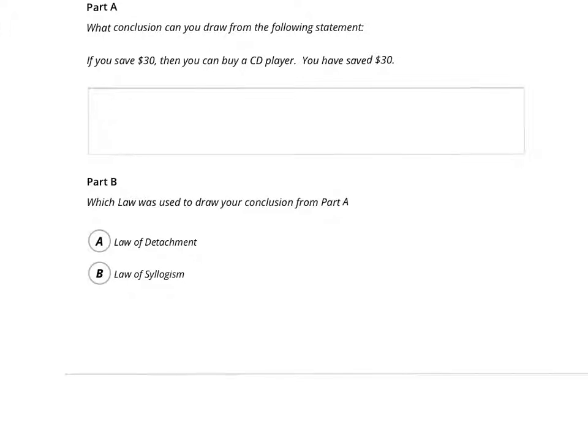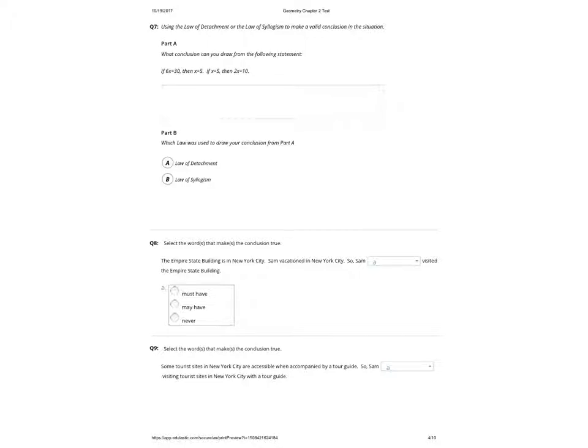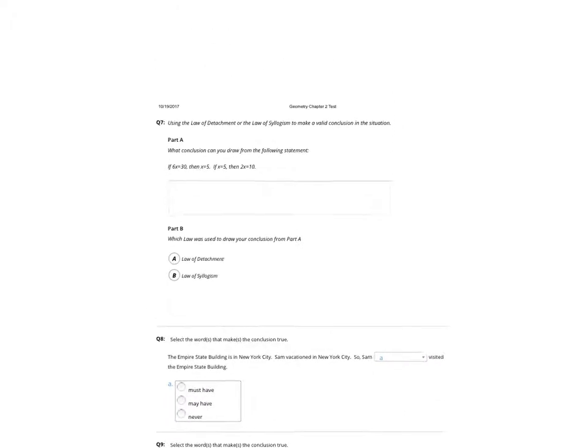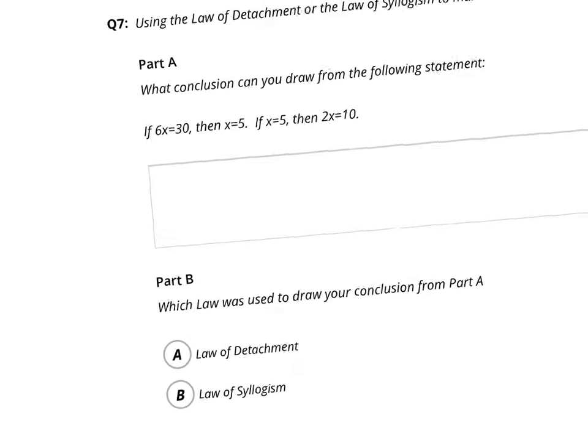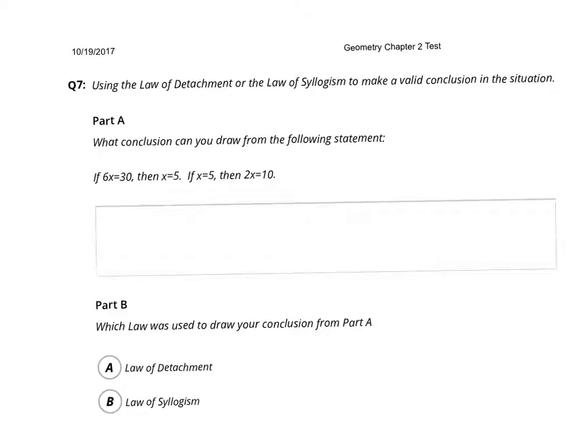And then B, which was this? Was this law of detachment or syllogism? I may have accidentally just told you that. Question number 7. Same thing, law of detachment or syllogism. So here's part B. So which of these is it? Remember, syllogism deals with, we take out the part that repeats.